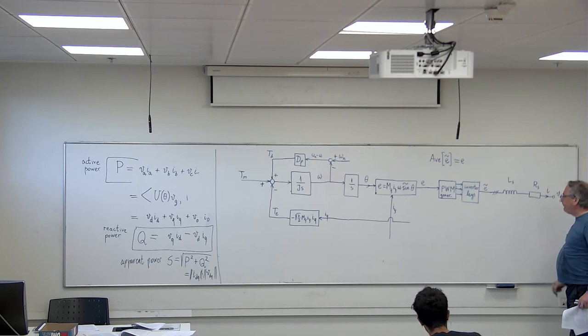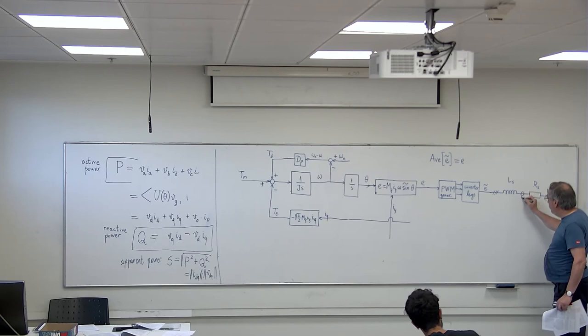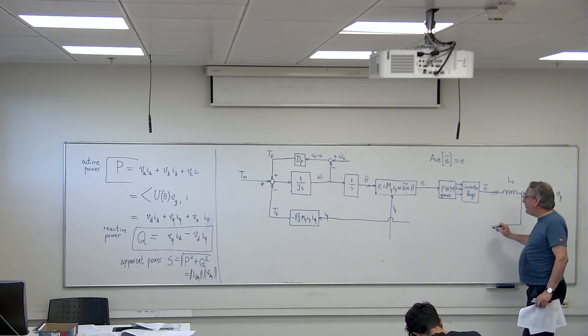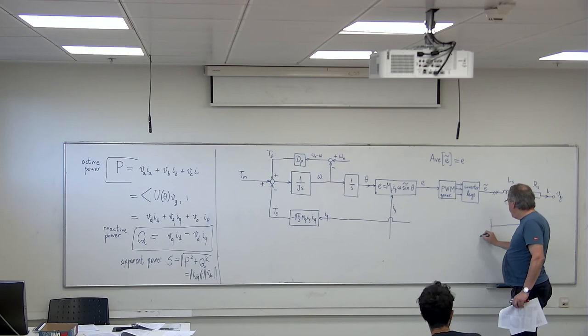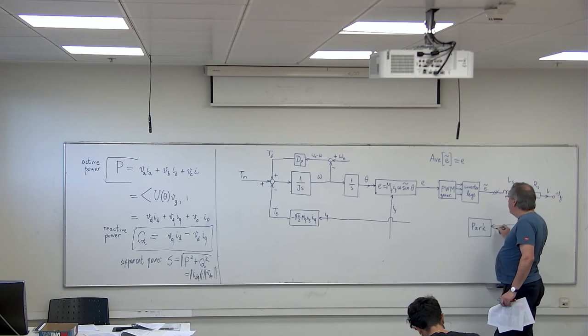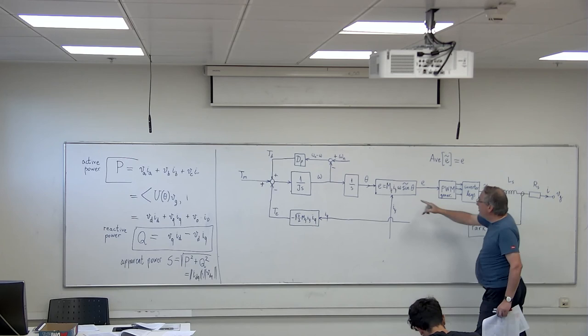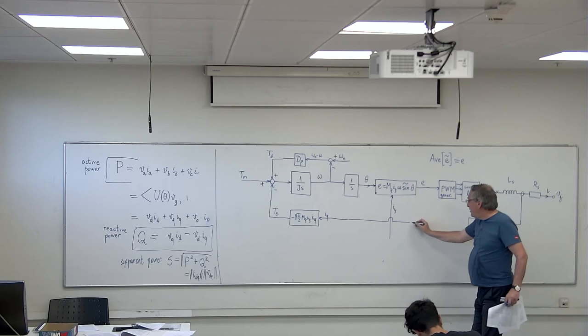And this current is measured by a sensor, and this sensor transforms it into, so this is now a Park transformation, which receives this angle theta from here, goes into this Park transformation, and I obtain here IQ.